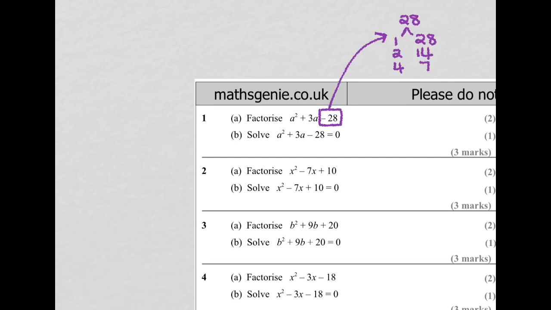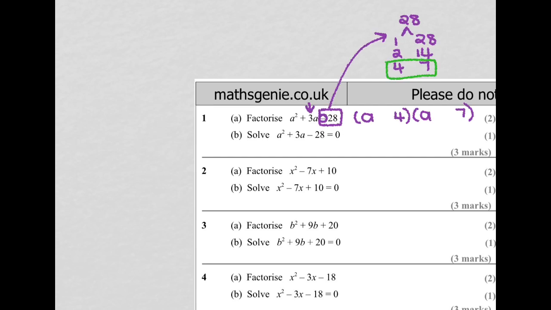So here I've listed the factors of 28, and I want to know which set of factors has a difference, because that last sign is a minus. Which set has a difference of 3? The only set that has a difference of 3 is this one, 4 and 7, because the difference between 4 and 7 is 3. So I know my brackets are going to be a and 4, a and 7.